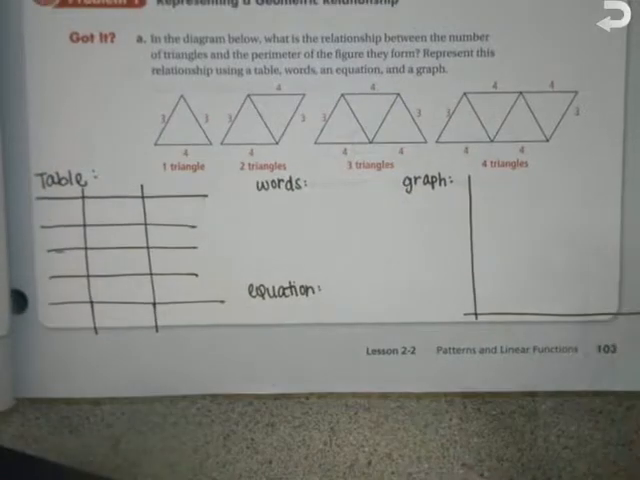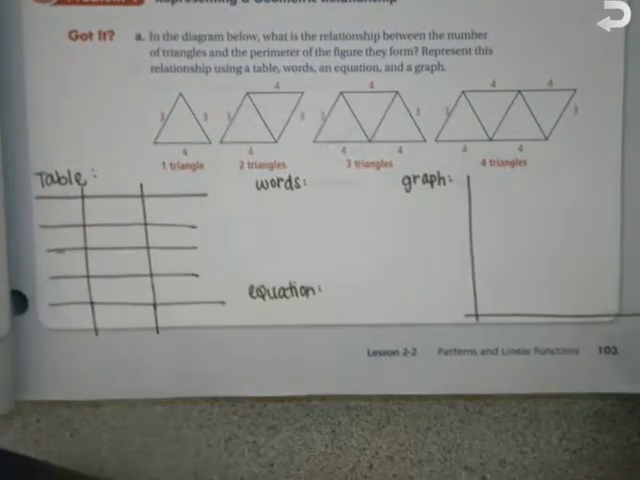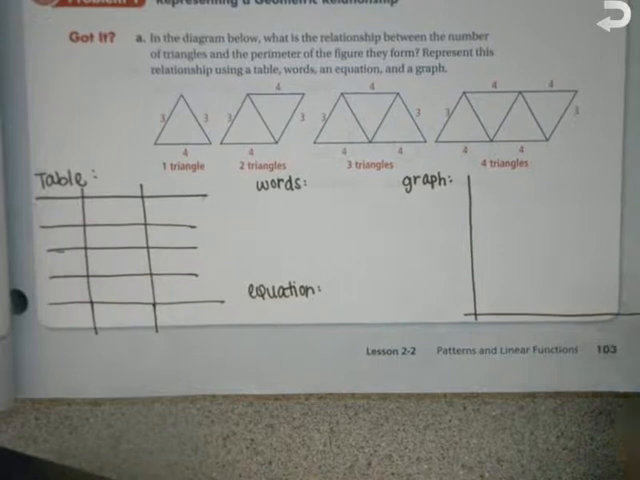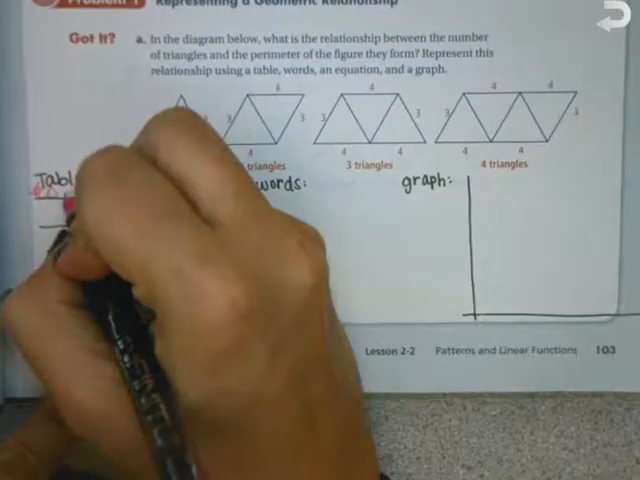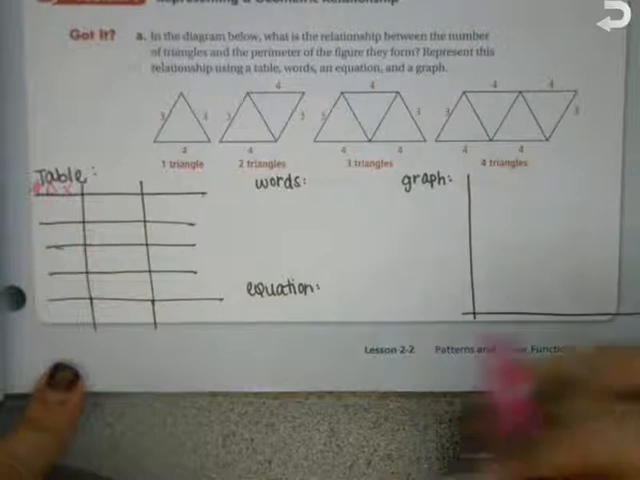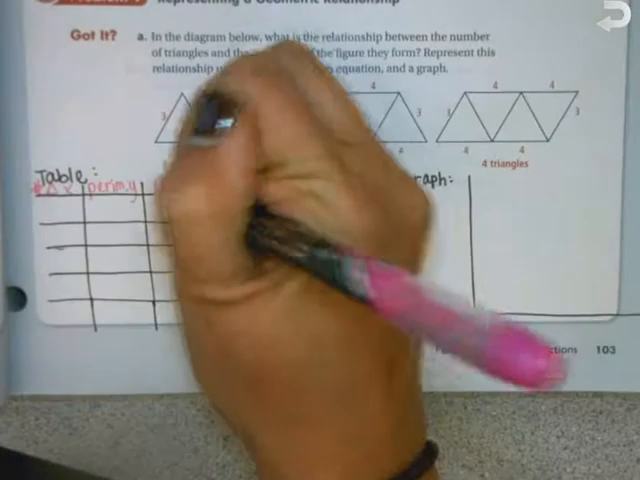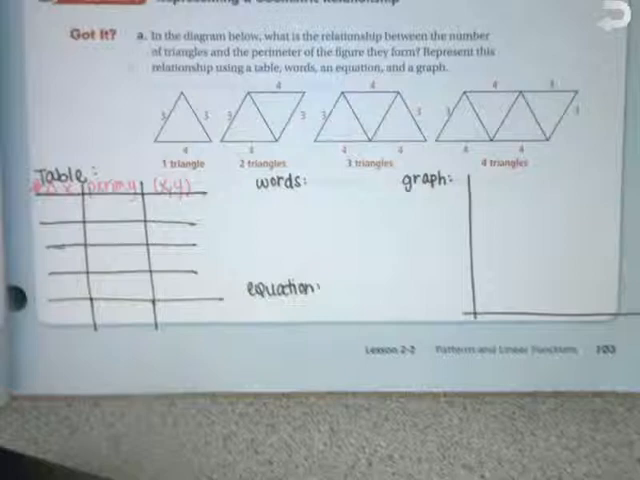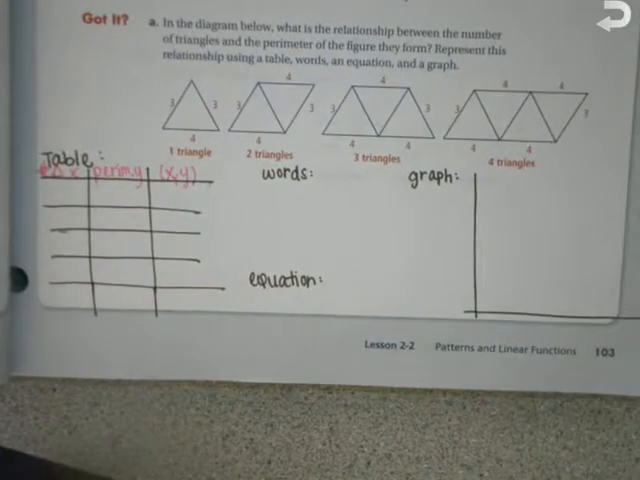Okay, first of all, with our table, what is our input value? Number of triangles, and that's x. What is our output value? Perimeter, and that's y. And then the last column is x comma y, right? Ordered pair, whatever you want to put.